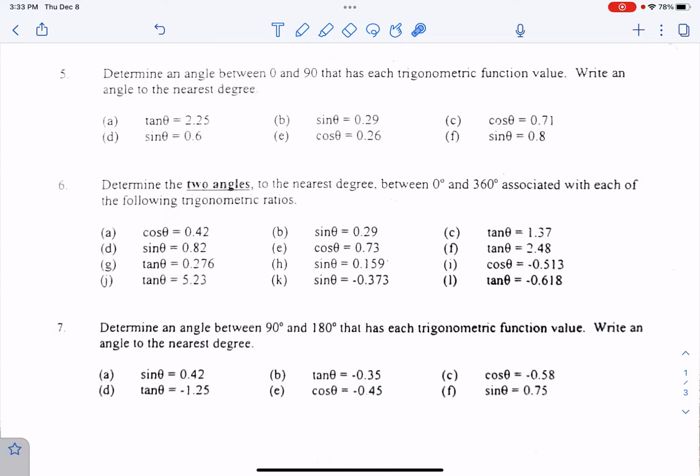Couple of times. I'd like to take some time and just clarify it for you. So question 5, question 6, and question 7 are all very, very similar. They're asking you to determine an angle, or they're asking you to determine 2 angles, or they're asking you to determine 1 angle. And they always tell you where they want the answer to be from. It's called a restricted domain.